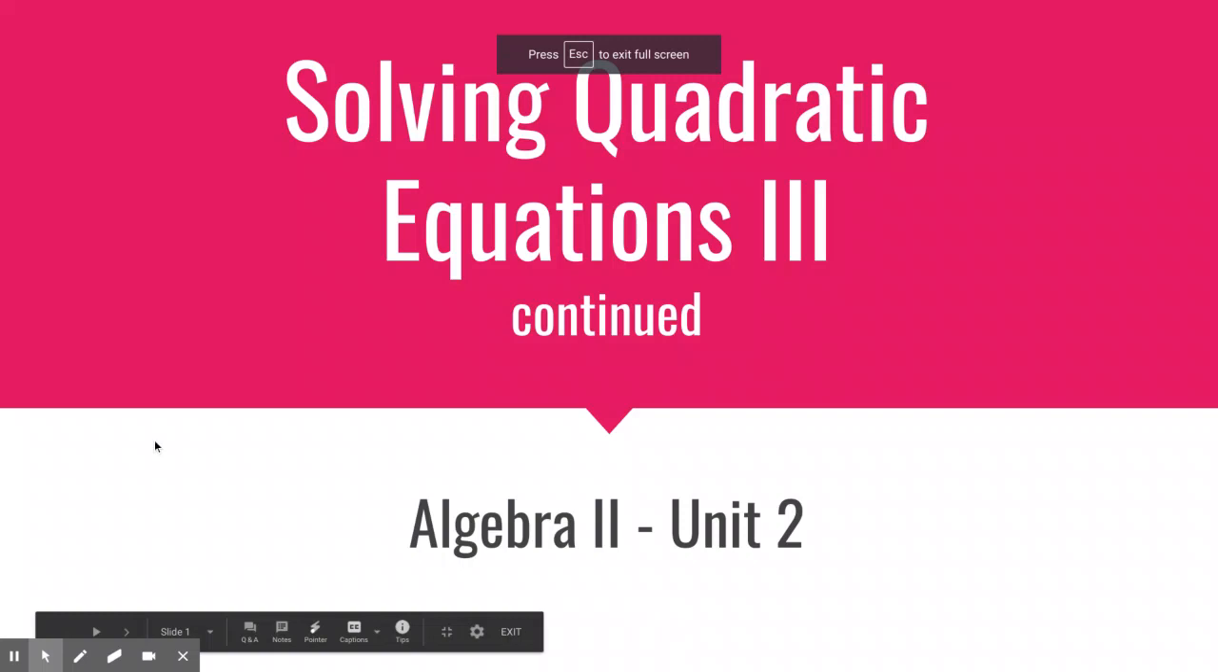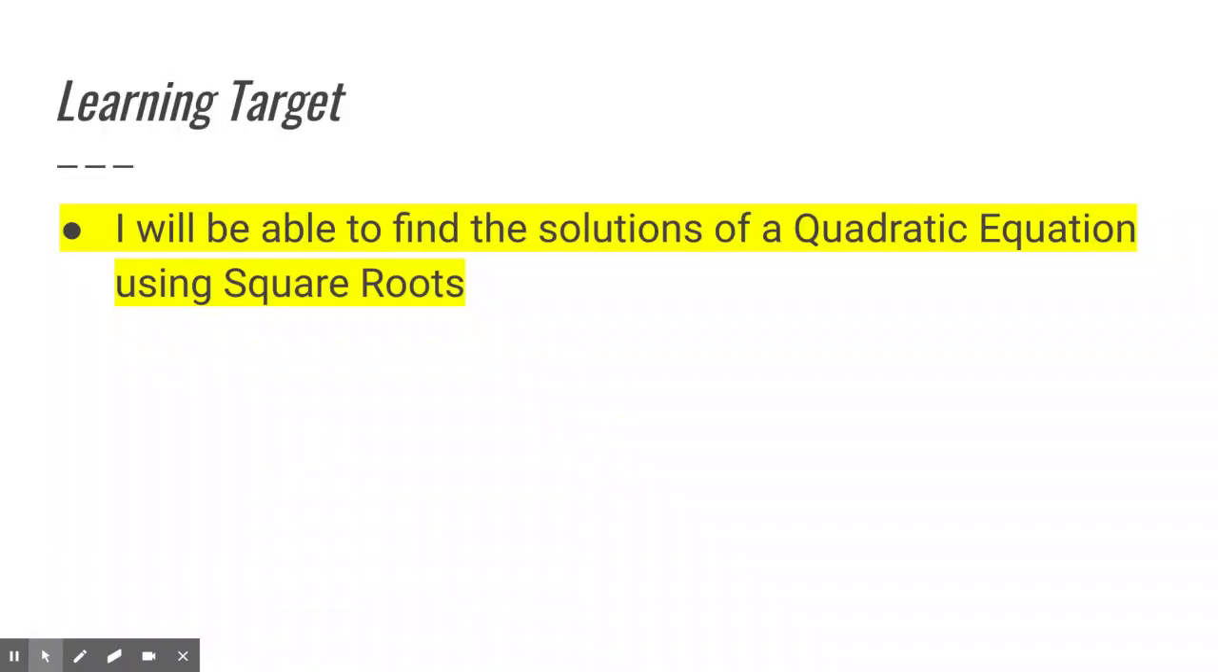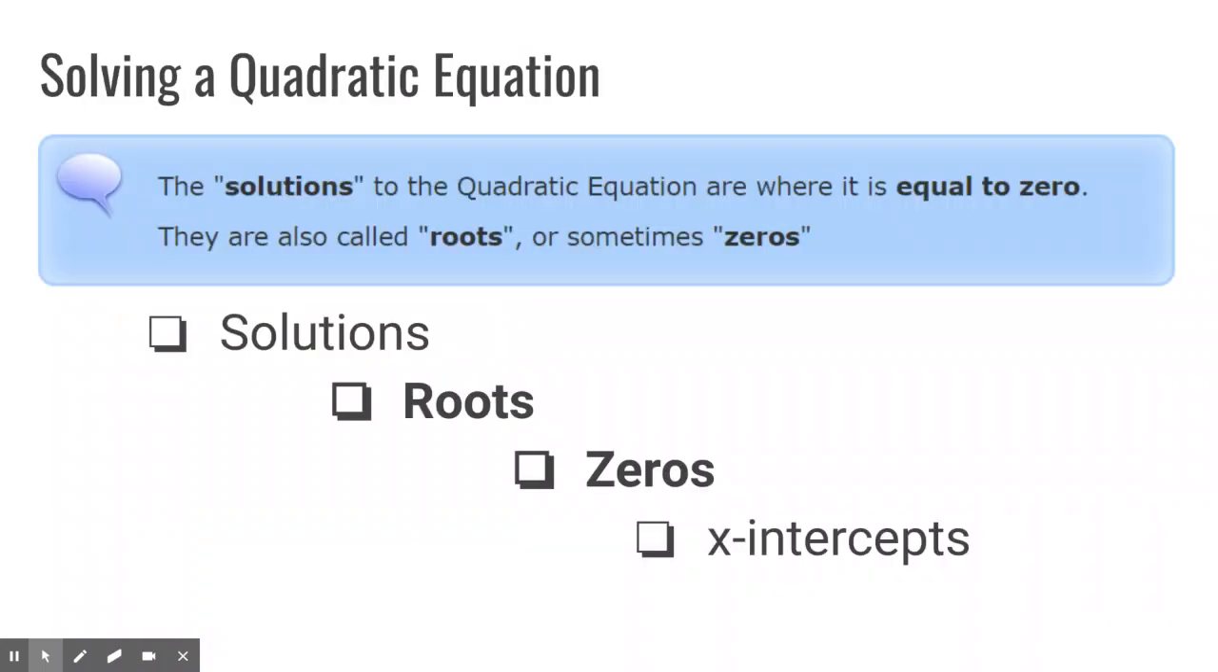Alright, so for this week we're going to go over part 3 of this new unit, solving quadratic equations part 3. We're going to be going over the solutions of a quadratic equation using the square roots. So now we're going to go back into looking at these vocab words. We know the solution, when we're solving for a graph, is going to be the x-intercepts if we have a quadratic equation.